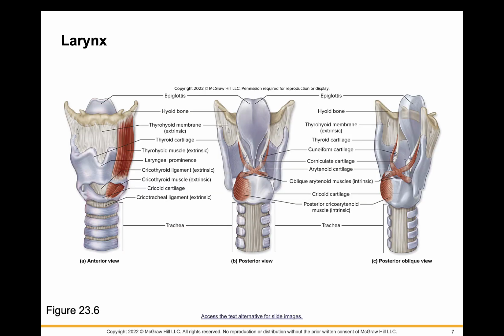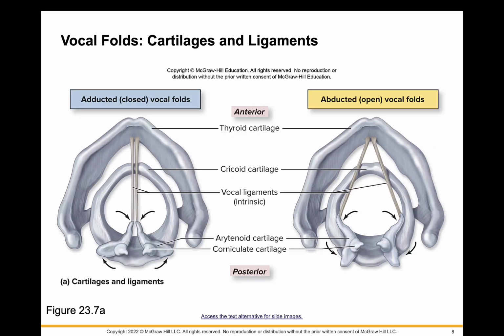Here we can see the overall anatomy of the larynx. We're looking at three different views: an anterior view, a posterior view, and a posterior oblique view. Here we can see that a major portion of the larynx is cartilage. So there's an awful lot of cartilage that we can expect to find within the larynx.